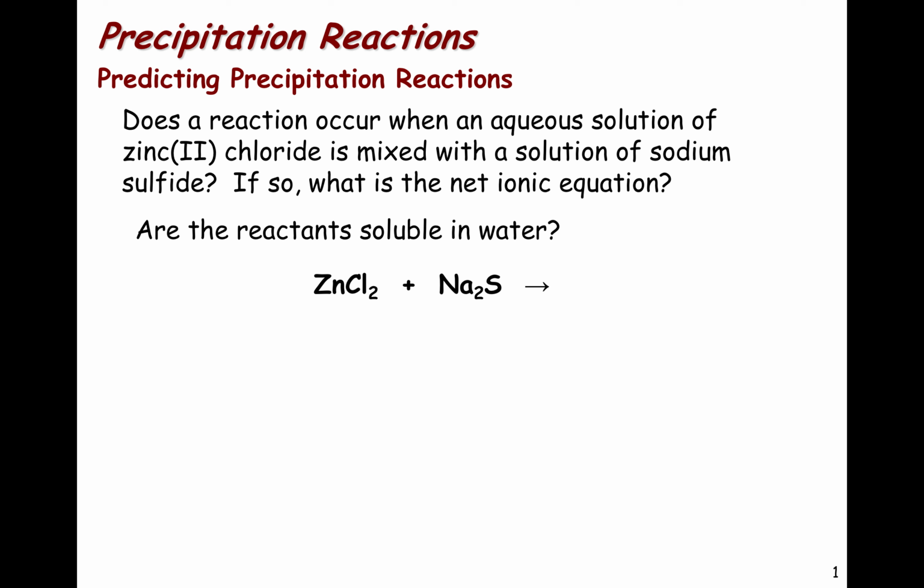For sodium sulfide, sulfide is a 2- ion and sodium is a +1 ion. And therefore, if we do the crisscross, we're going to need a formula of Na2S. In this case, the zinc chloride would be soluble because most chlorides are soluble, and zinc is not an exception to that rule. Likewise, sodium sulfide would be expected to be soluble because sodium is a group 1 ion, and all group 1 ion compounds are going to be soluble in aqueous solution.